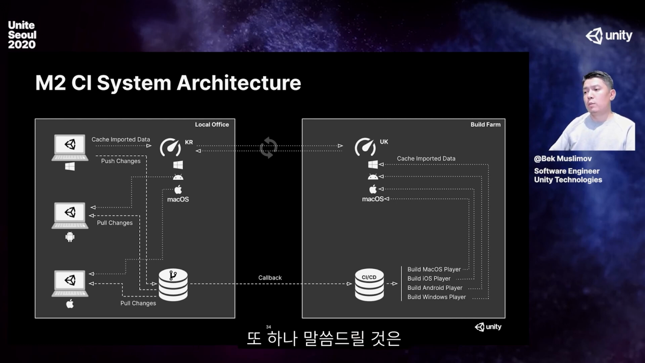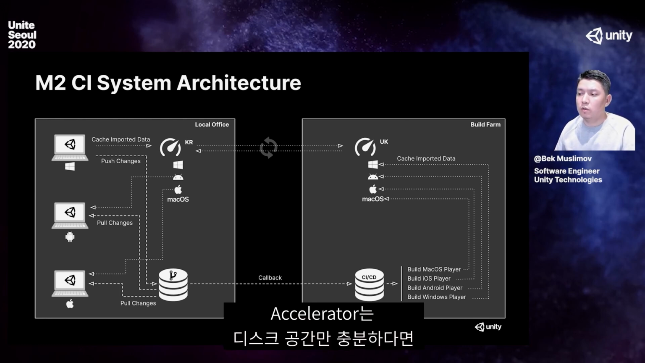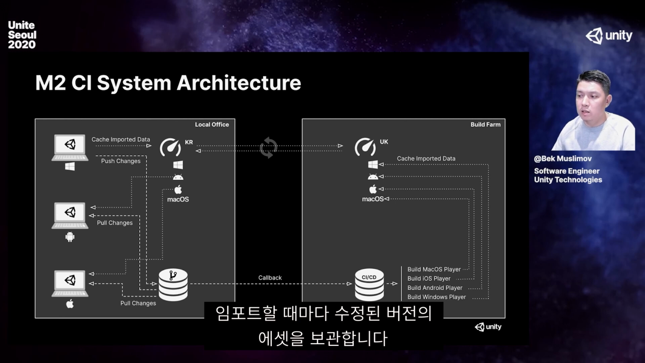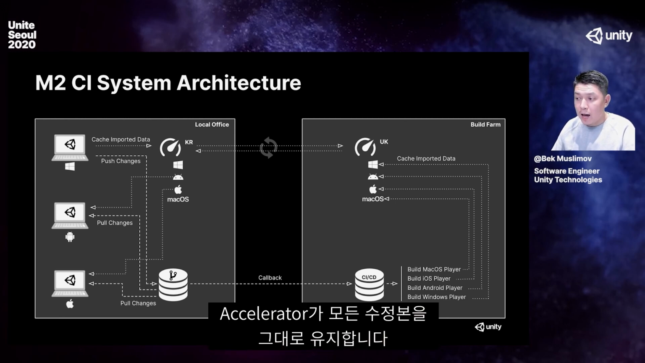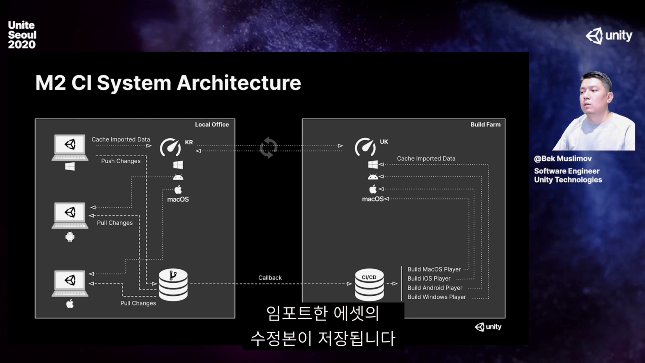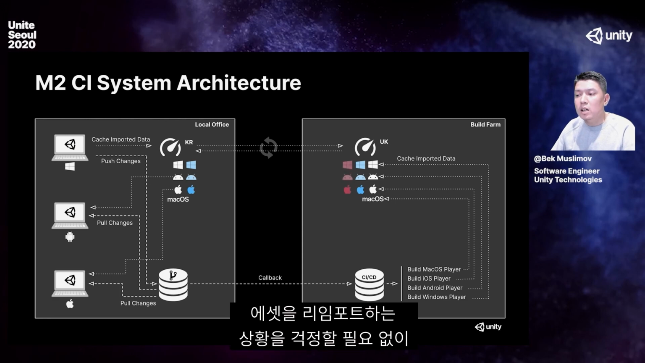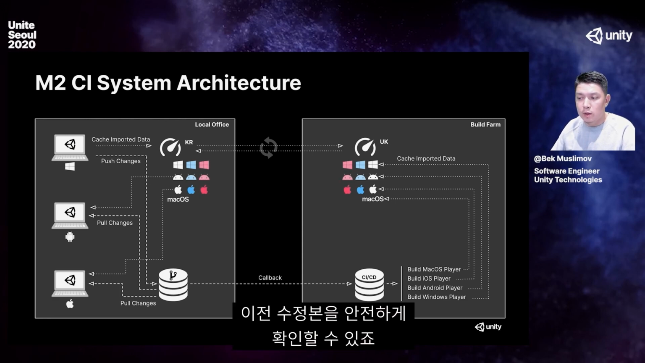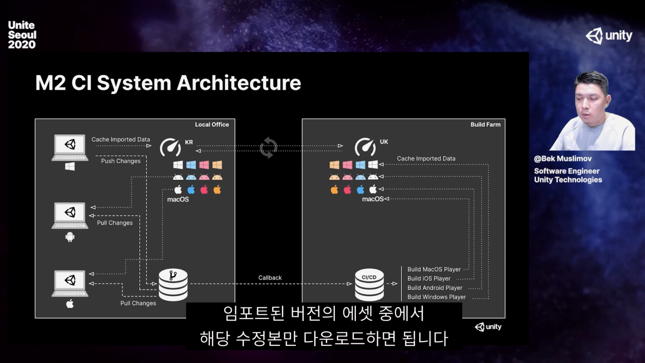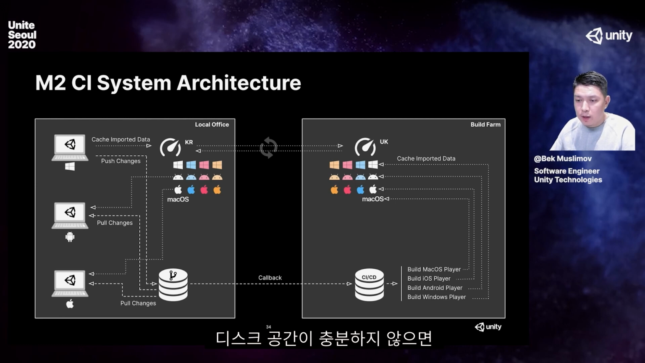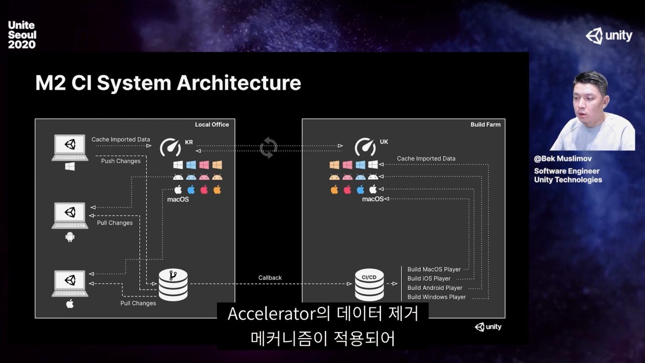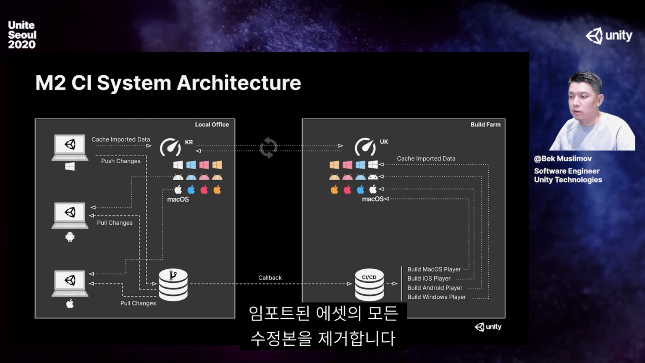And here it is worth mentioning that the accelerator will keep the imported versions of each revision of assets as long as there is enough disk space. When there is a new revision, the accelerator will keep all of the revisions in place. For example, these revisions of imported assets will be stored accordingly. You can check out an earlier revision of your assets safely without worrying that you will have to re-import them again. You will just download the imported versions of your assets for that specific revision. When there is not enough disk space, the accelerator's data eviction mechanism will kick in and remove all the revisions of imported assets.